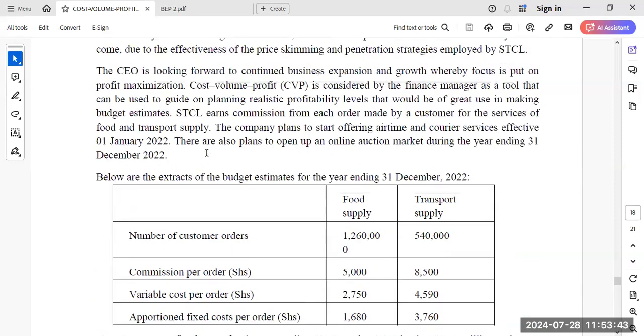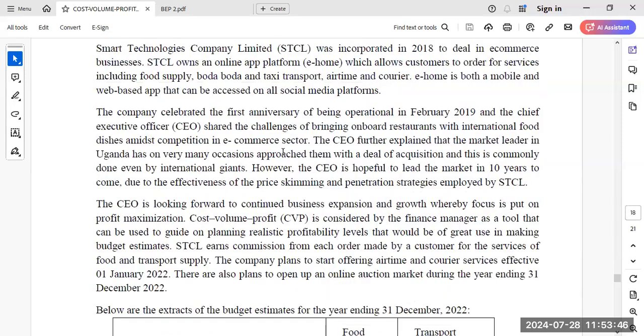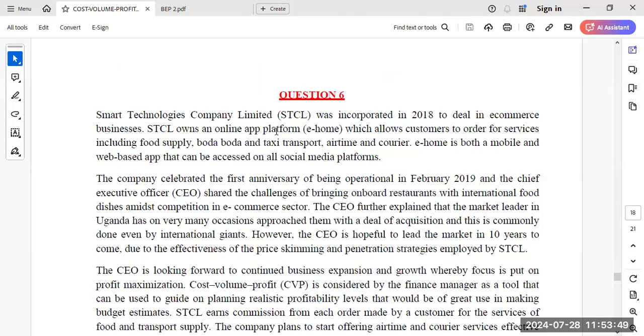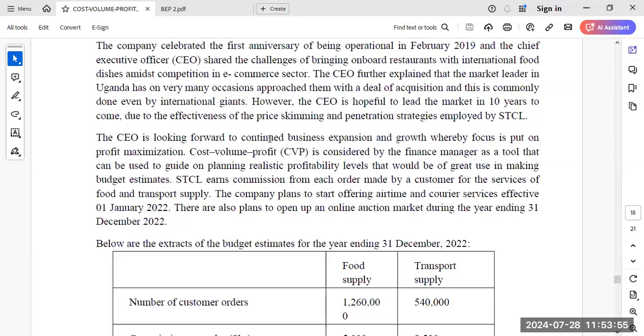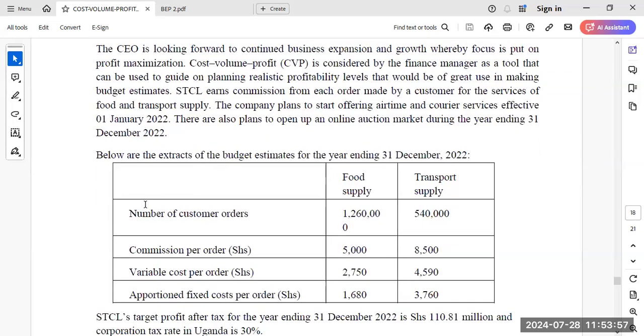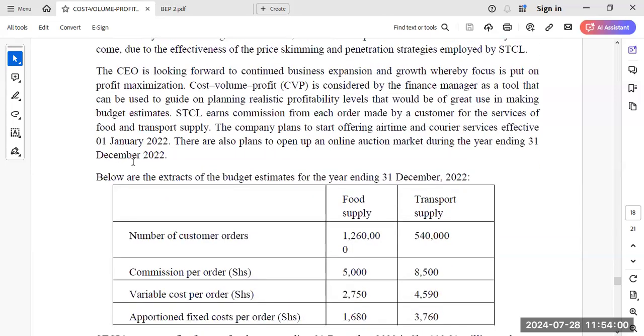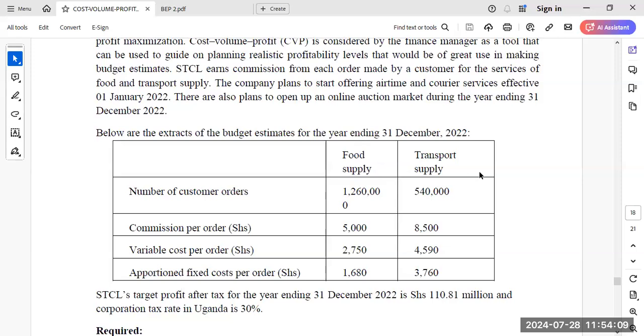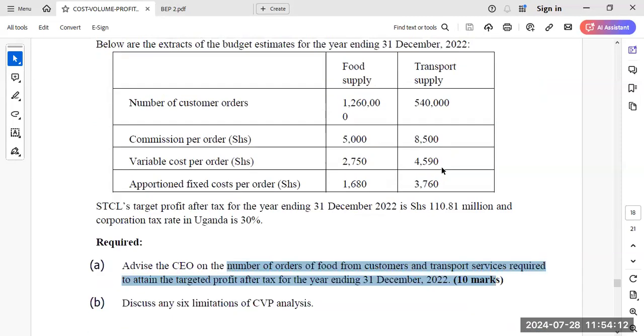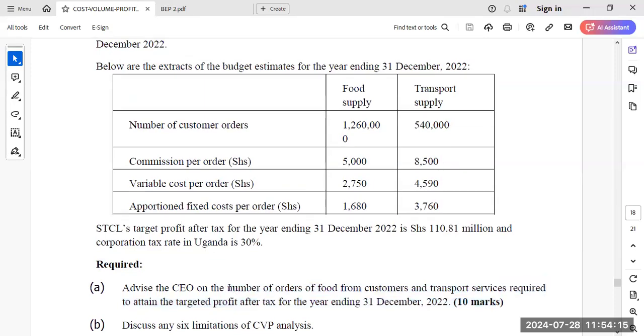So, which information are you interested in? You will read it through just to have the picture. But I don't want to waste a lot of time. Let me just focus from here. They are telling us that below are the extracts of the budget estimates for the year ending 31st December 2022. You have food supply, you have transport supply. That's why they are telling you that you advise the CEO on the number of orders of the food from customers and transport services.